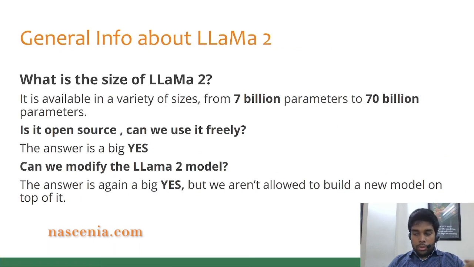So let's dive into the general information about LLaMa 2. LLaMa 2 can be found in various sizes, in the context of number of parameters. LLaMa 2 models are available in sizes from 7 billion parameters up to 70 billion parameters, and it is open source, and we can modify it specific to our needs, but we cannot build a model on top of it.